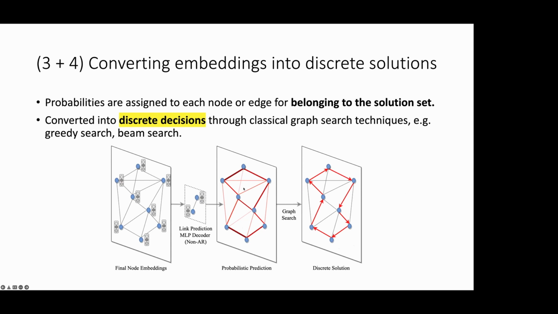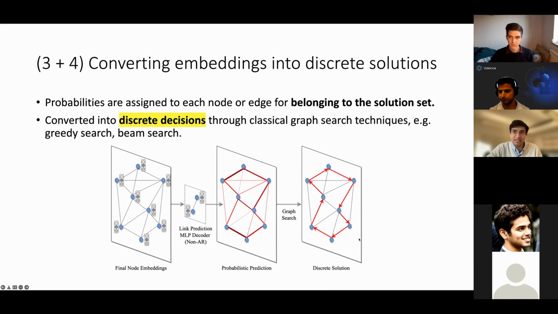And once you have those probabilities, you will then pass them through a classical graph traversal algorithm to come up with a discrete solution. For training, you just use the probabilities, and to get the final answer, you obviously take the discrete solution. And this is the stage where learning and symbolic AI kind of hybridize. Now the first question obviously is, how do we go from the node embeddings to the probabilistic prediction? I think that is where a lot of architectural innovation also happens.